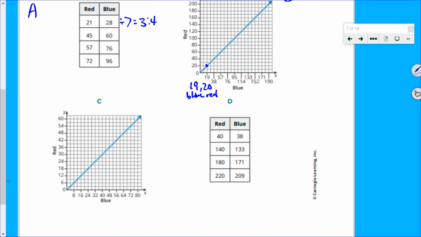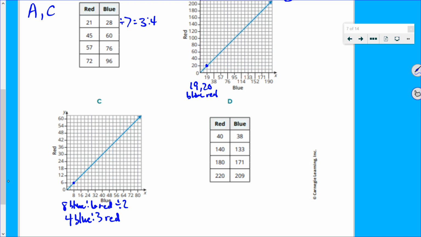C. My first point that I can really see here is 8 blue to 6 red. Can I simplify? Divide both those by 2. So divided by 2 gets me 4 blue to 3 red. Which one is that? That's my electric.